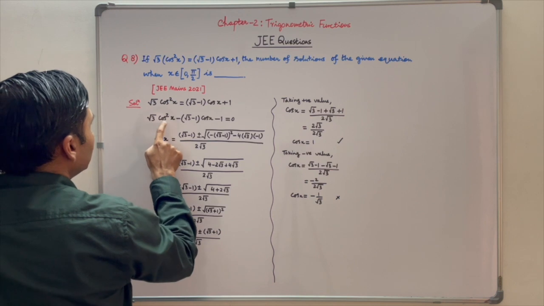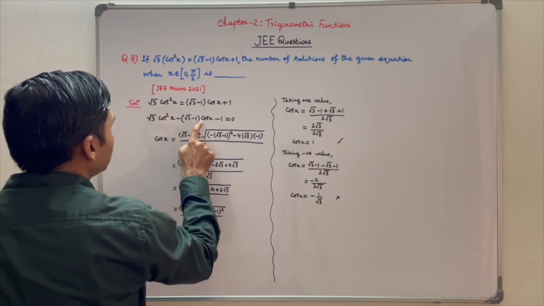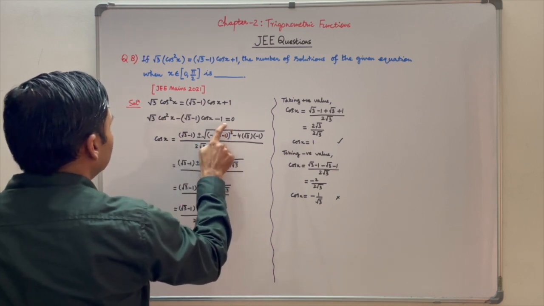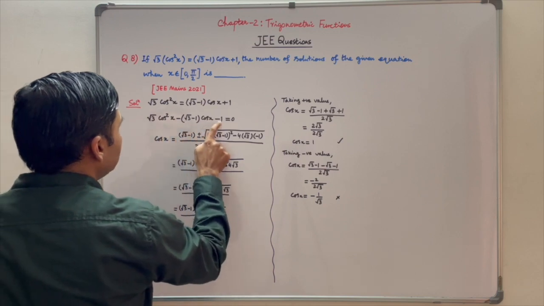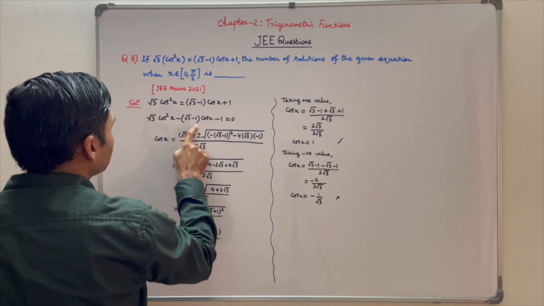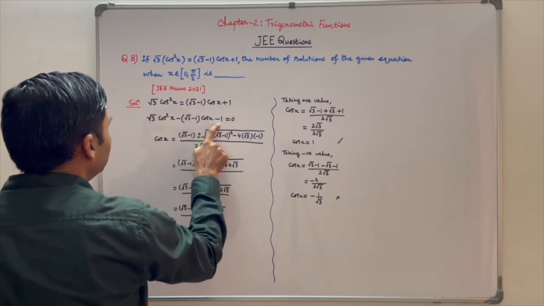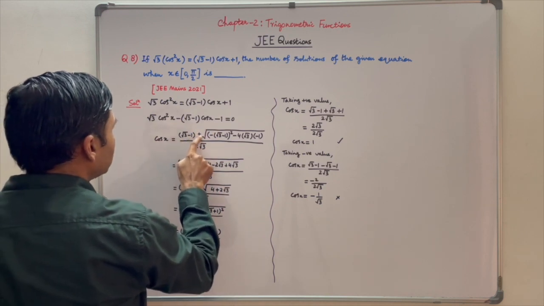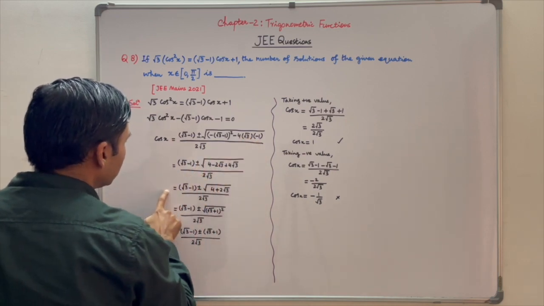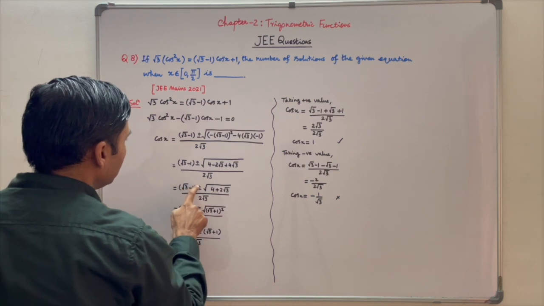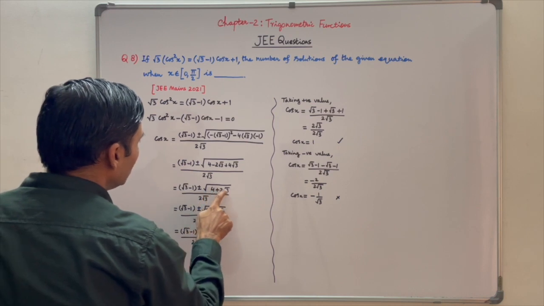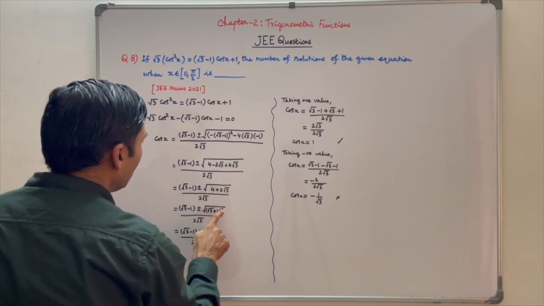So it will be √3 cos²x − (√3 − 1) cos x − 1 = 0. This is a quadratic equation in cos x. Compare with ax² + bx + c = 0. So a = √3, b = −(√3 − 1), and c = −1. So cos x = (−b ± √(b² − 4ac))/2a. In the third step, it comes out to be (√3 − 1 ± √(4 + 2√3))/(2√3). 4 + 2√3 is equal to (√3 + 1) whole square.